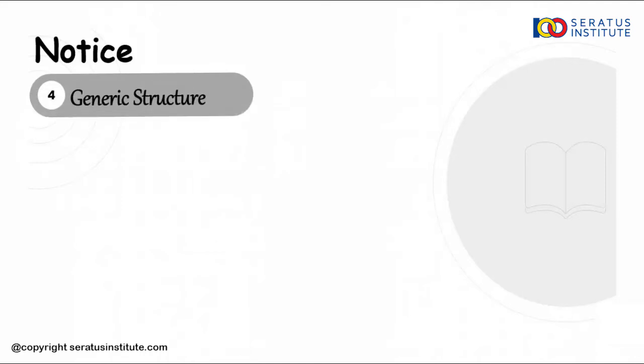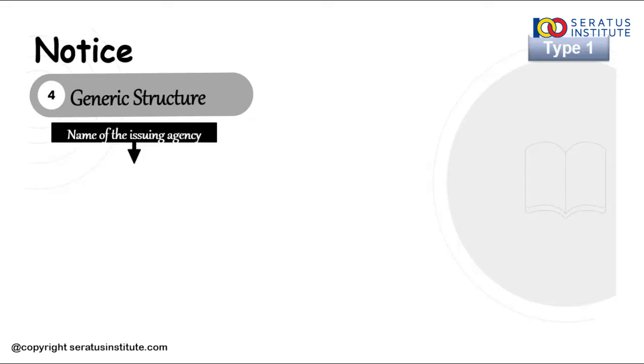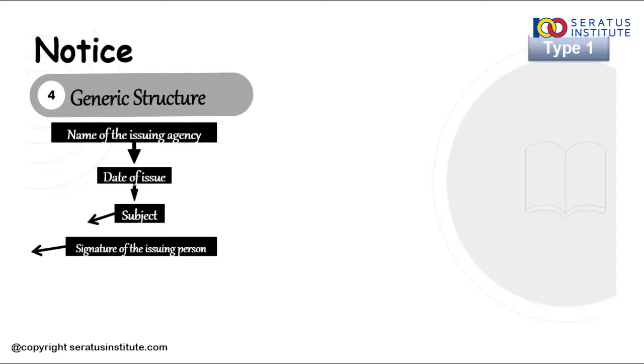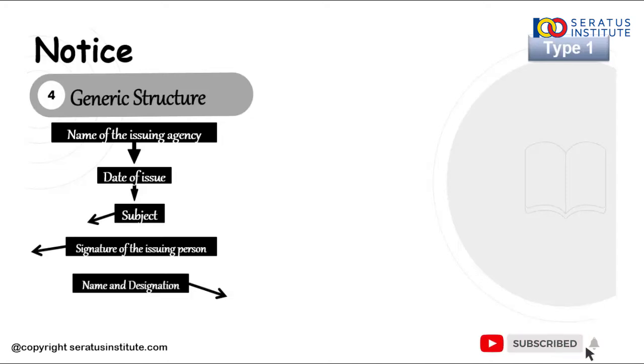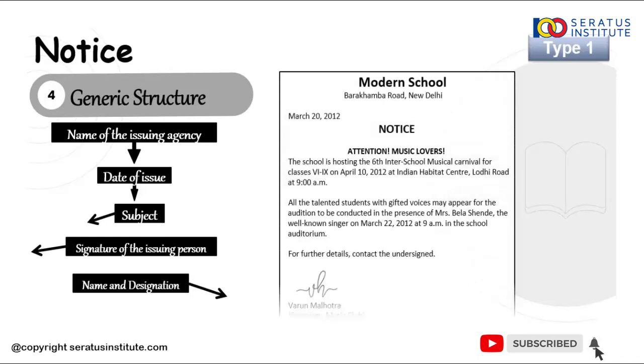Then, the generic structure of notice. There are three types of generic structure in notice text based on the completeness of the text. The most complete generic structure is Type 1. The generic structures of Type 1 are name of the issuing agency, date of issue, subject, signature of the issuing person, name and destination. Here's the example.